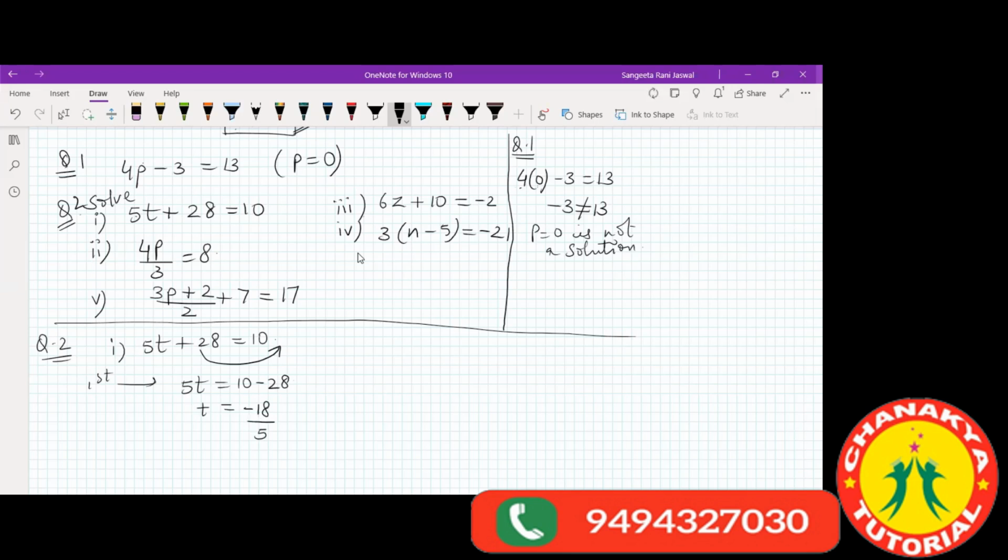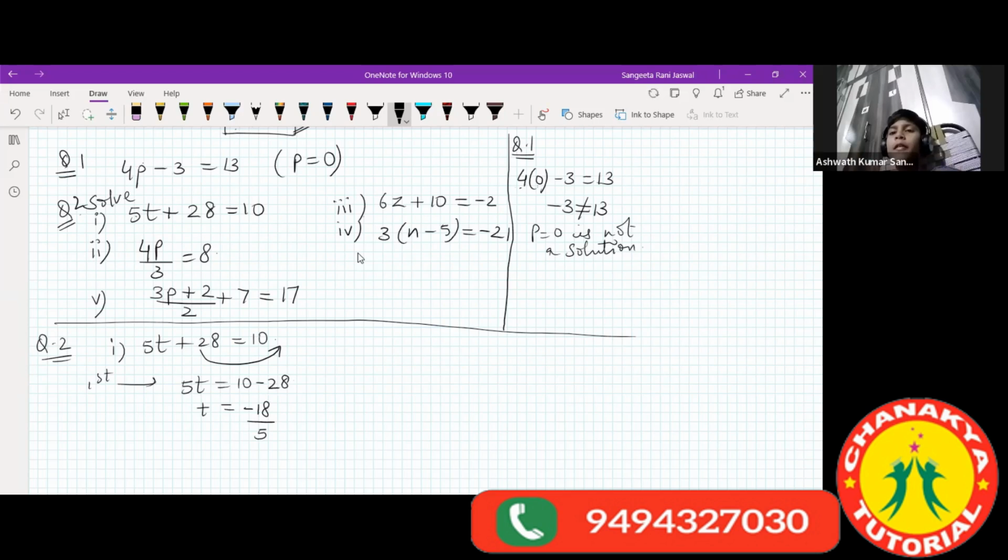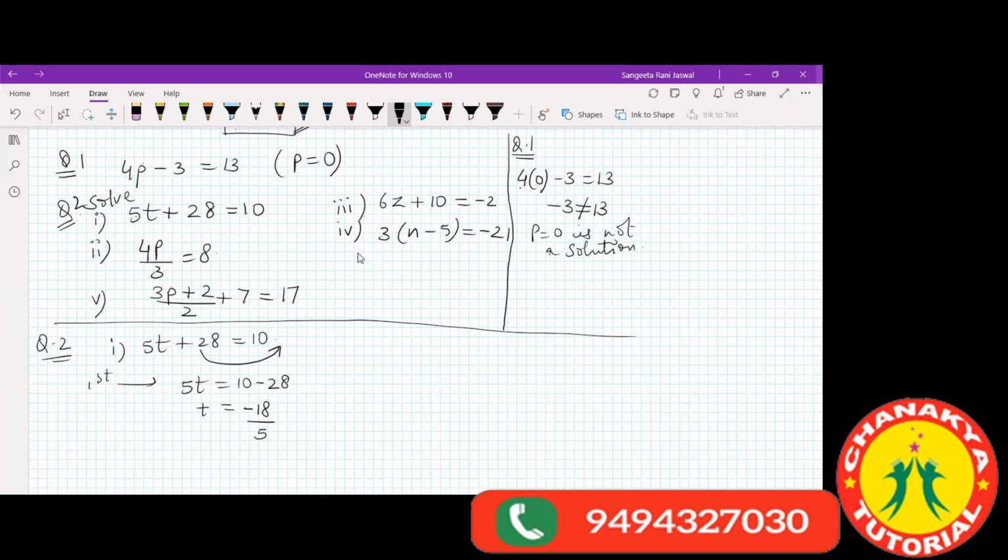Okay, so this cannot be reduced now, so just leave it like this. So the value of p is minus 18 by 5. Ma'am, can we make it a decimal? No need of that. Okay, no need of that.